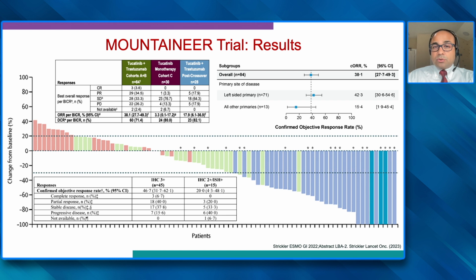A couple of lessons to learn from this is that the left-sided tumors responded better, and also patients with IHC 3+, which are the ones that are highest expressing HER2 tumors, were the ones that derived most benefit with a response rate of about 46%, and those with 2+ had a response rate of only about 20%.